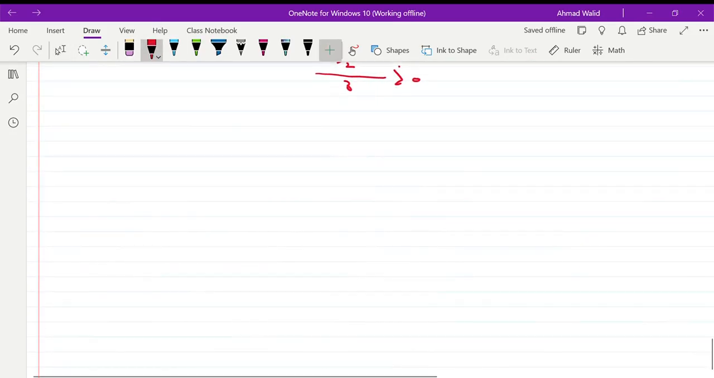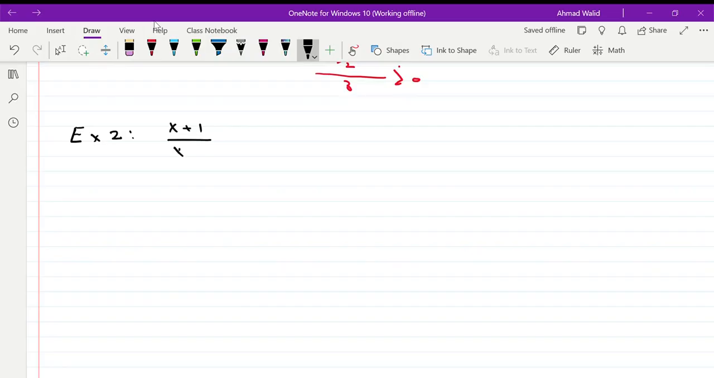Let me copy another example from your book. This one is much better. Example number 2. X plus 1 over x plus 3 greater equal to 2. Here you have your step 1. You have to make one side 0. It means subtract 2 from both sides, correct? Then you can write x plus 1 over x plus 3 minus 2 greater equal what? 0.